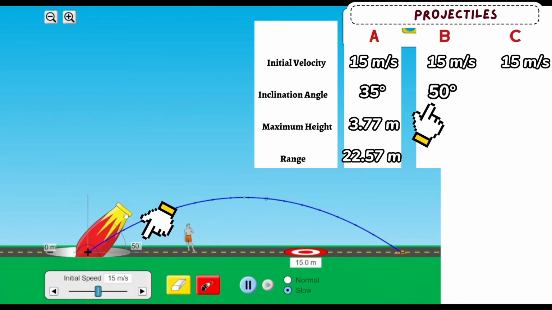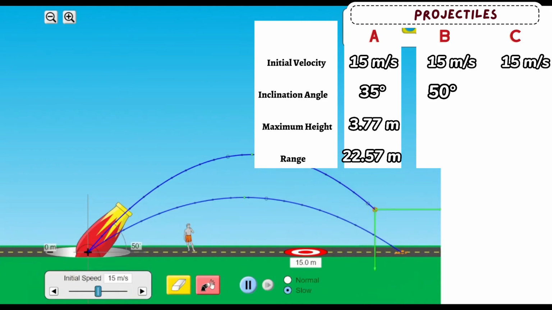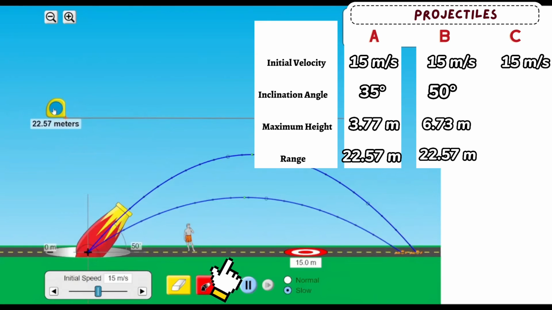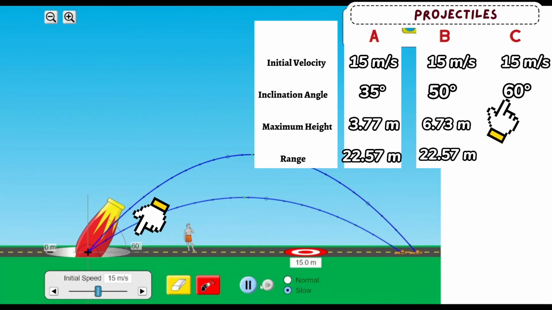So let's go with projectile B with an inclination angle of 50 degrees. Let's find its maximum height and range. Now we get a maximum height of 6.73 meters and a range of 22.57 meters.